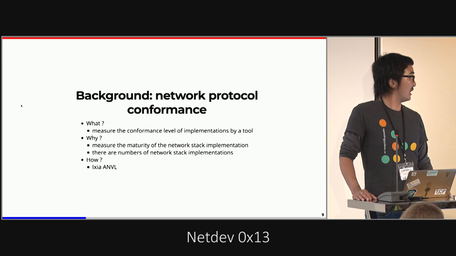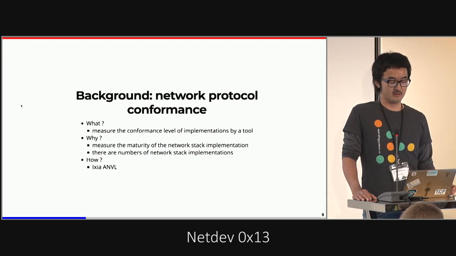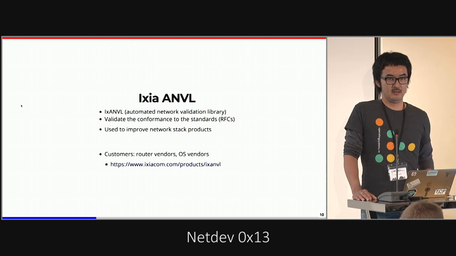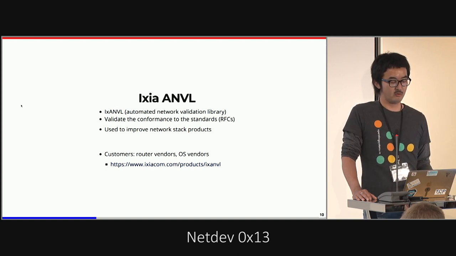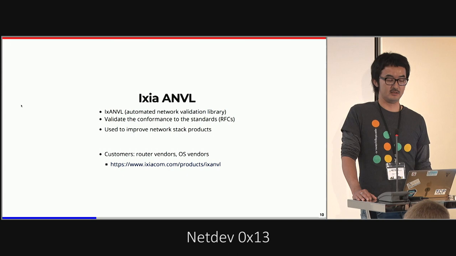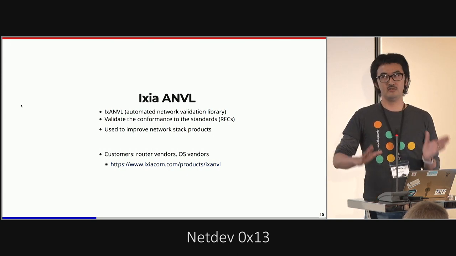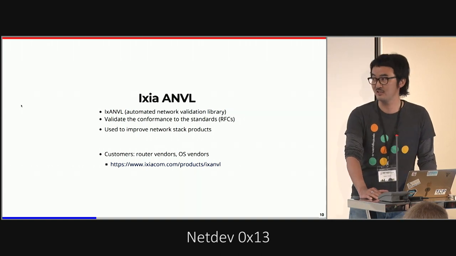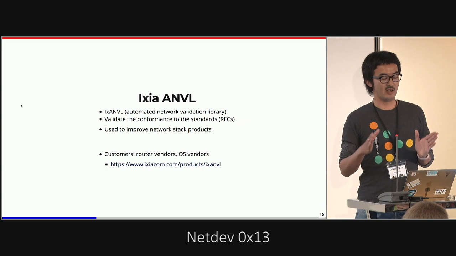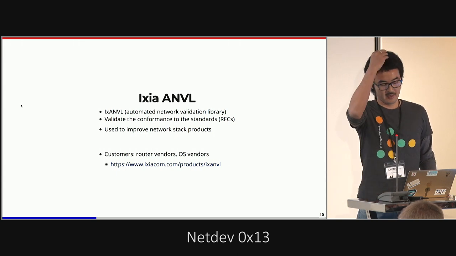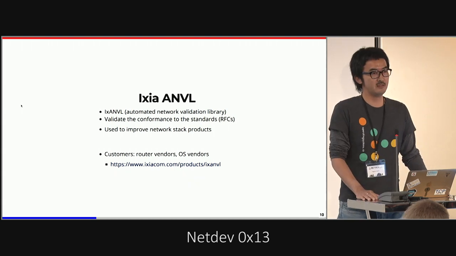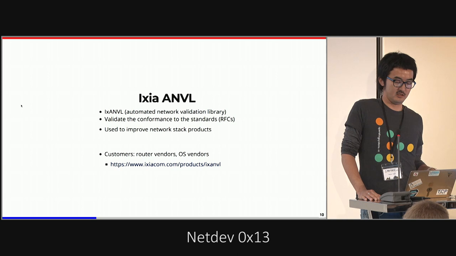And how I am doing this measurement is using external tools, called the TAHI Test Suite. TAHI is a kind of proprietary software which validates the conformance of network protocol implementations to the IETF standards or RFCs. It is usually used not for answering this kind of particular question, but to improve the product implementation before releasing the software in the market. So the customers for this software are usually router vendors, network stack vendors or operating system vendors.